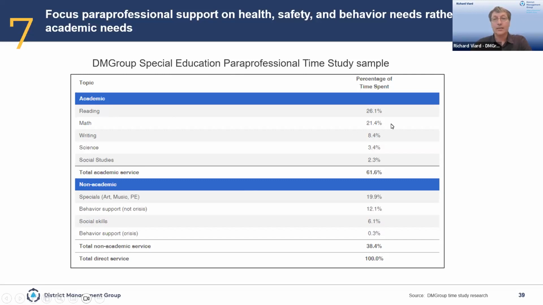And we're finding that paraprofessionals on average spend over 50% of their time, sometimes over 60% of their time, providing support in academics. So this is really something to look into and to try as much as possible to reassign this work to other areas, maybe health, safety, behavior, rather than academic.